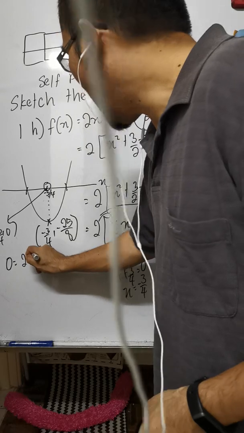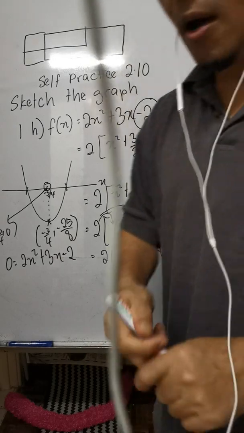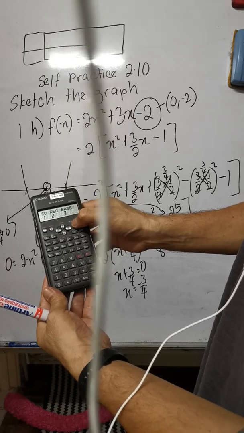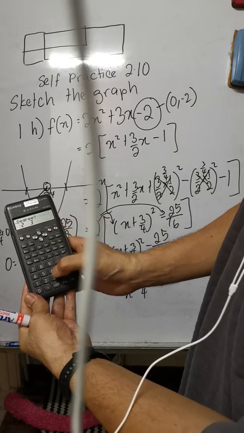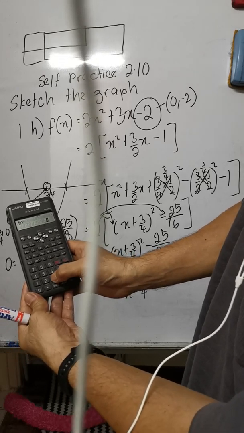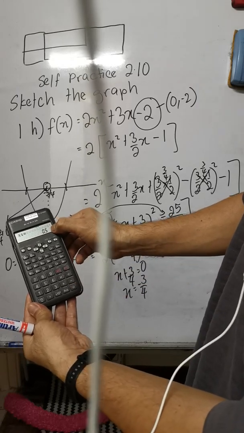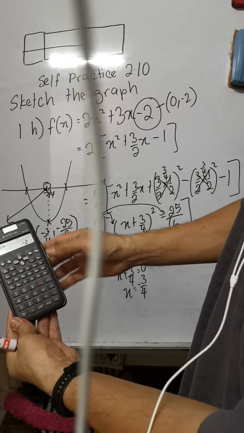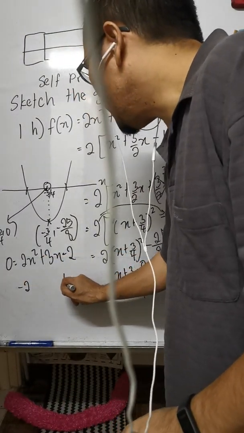So then 2x squared plus 3x minus 2. Then using the calculator, quadratic function, that is mode and mode again, EQN, 1. You go to degree, press 2. So a will be 2, b will be 3, c will be negative 2. And the first value of x is 0.5, which is 1 over 2. The other value is negative 2.